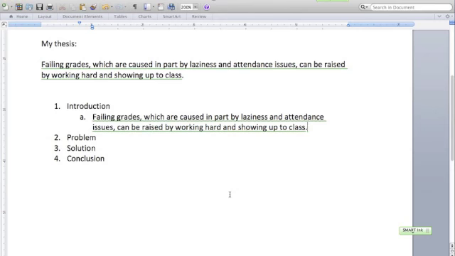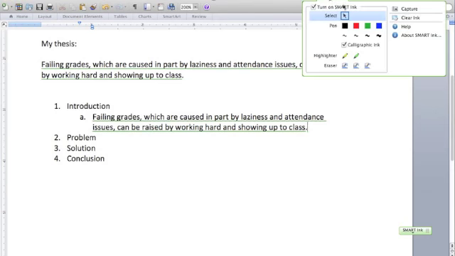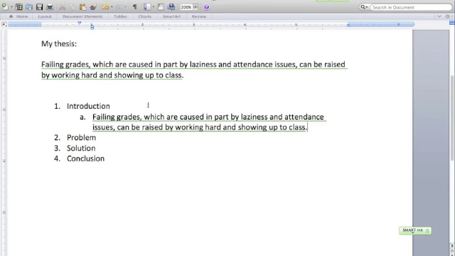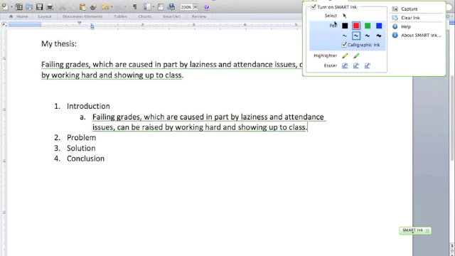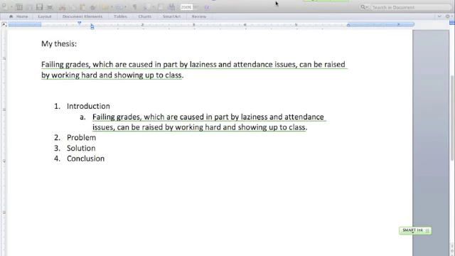All right, now I'm going to show you a trick, handy to know. You will notice that I have listed 4 claims in my thesis. Okay, I've listed 2 causes and 2 solutions. All right, these are my 4 claims.